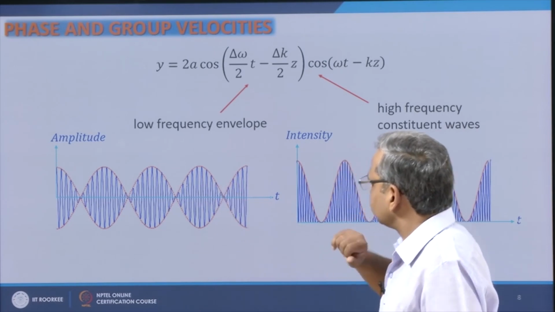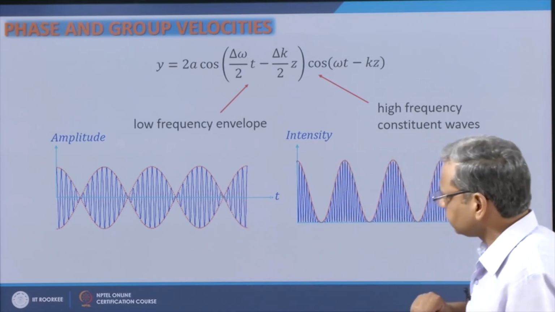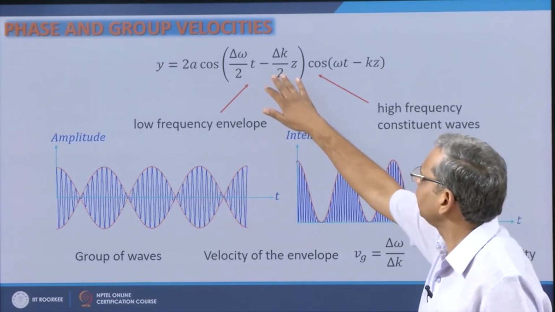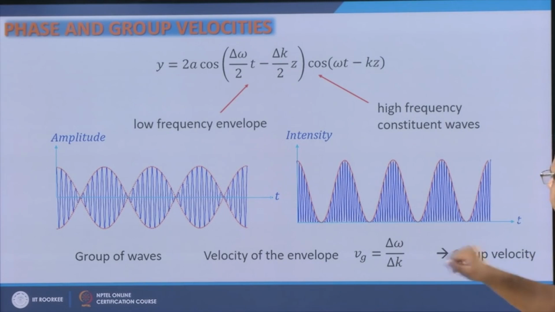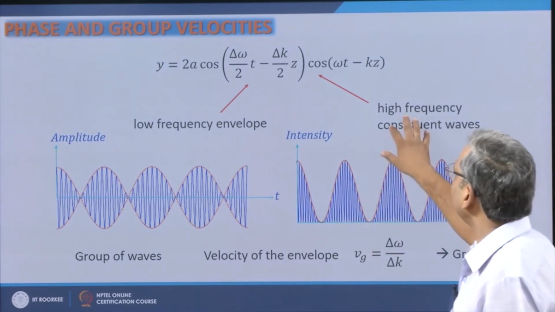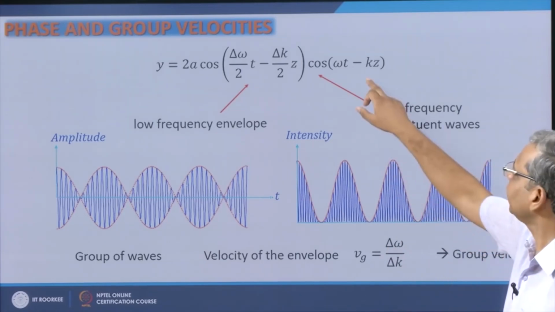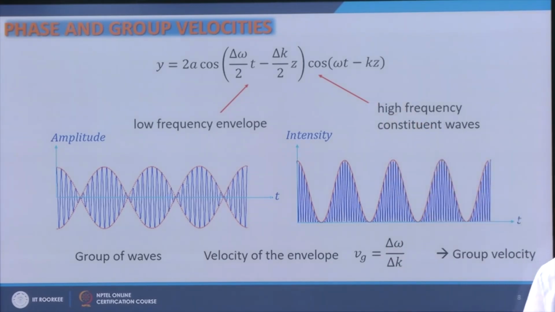and this group of waves is traveling with a certain velocity, which is the velocity of the envelope from here, and if I find out the velocity of the envelope from here, it comes out to be delta omega over delta k. So, this is group velocity. So, this group of waves travels with velocity Vg, which is delta omega over delta k. However, the individual constituent waves travel with velocity omega over k, which is the phase velocity of the constituent waves.